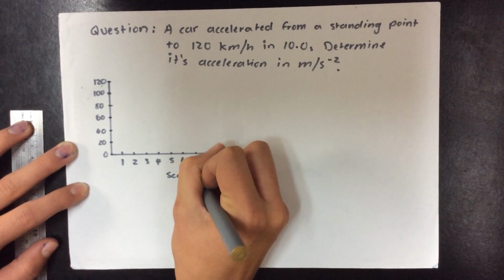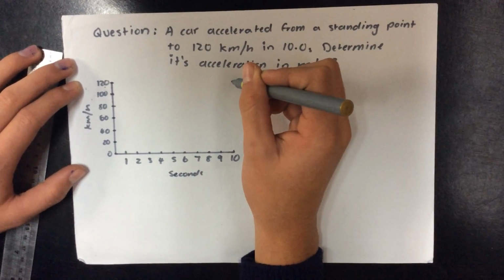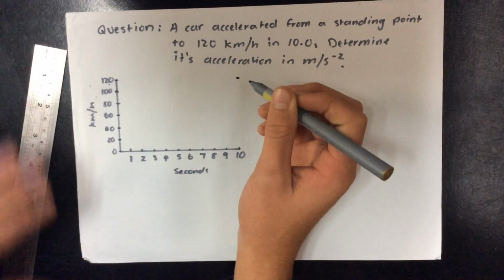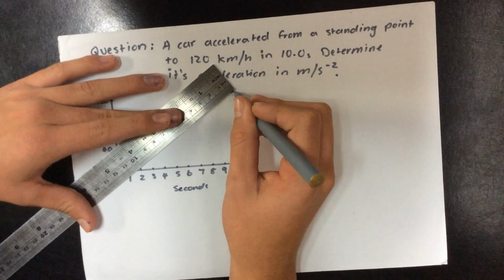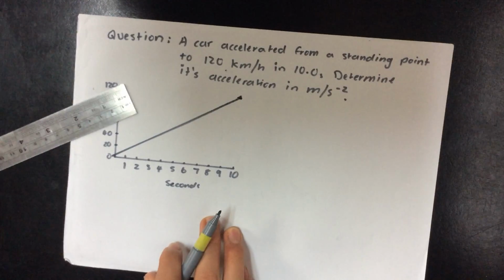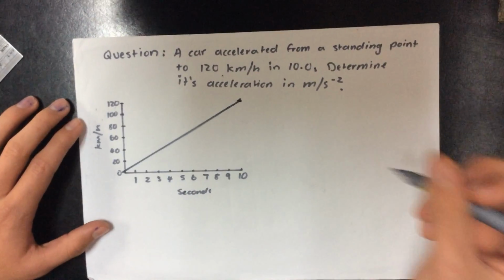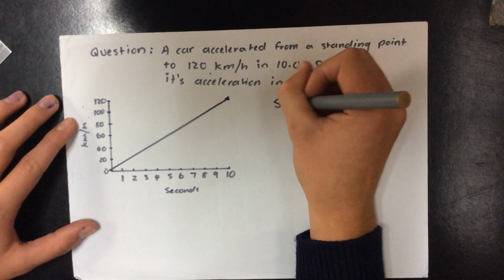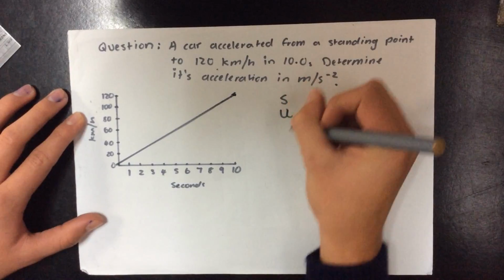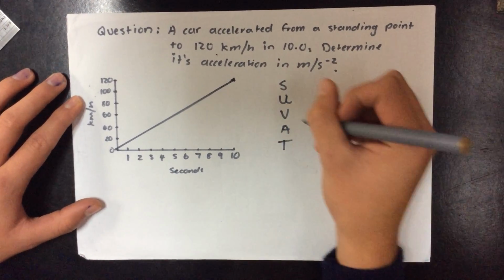So that's seconds. This is kilometers per hour. So the car's traveling at 120 k's at about 10 seconds. So the graph, when you draw it, should be like that, constant speed. Another good tip would be recalling SUVAT, so S, U, V, A, and T.